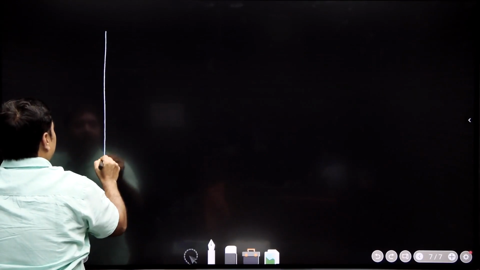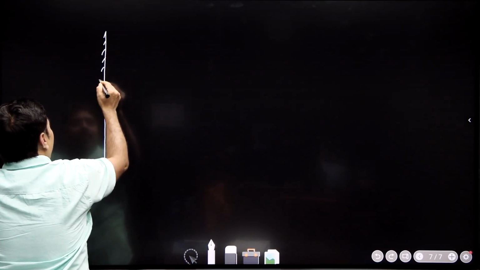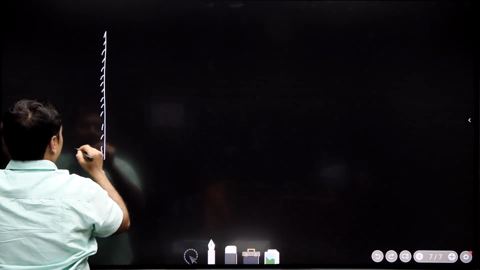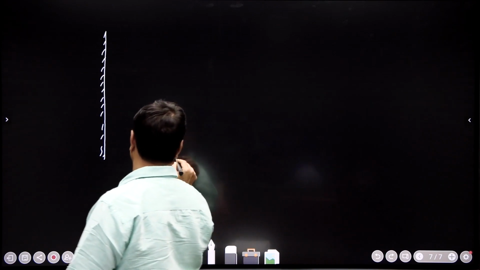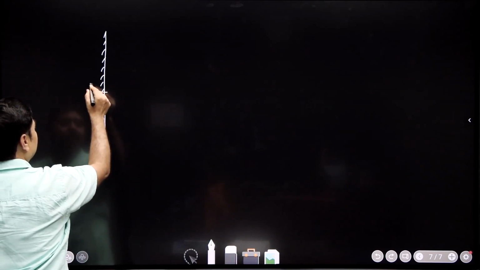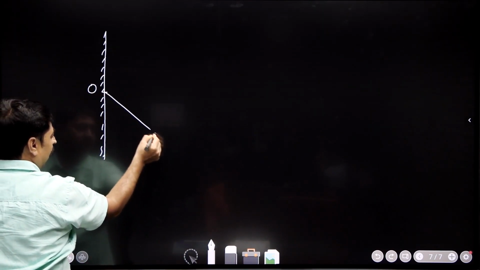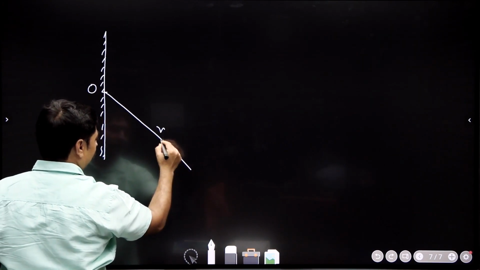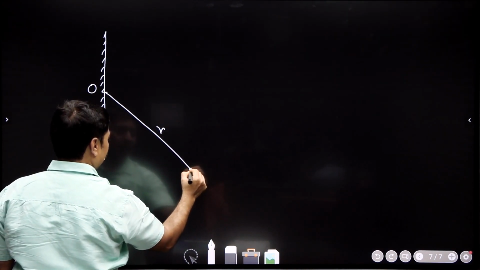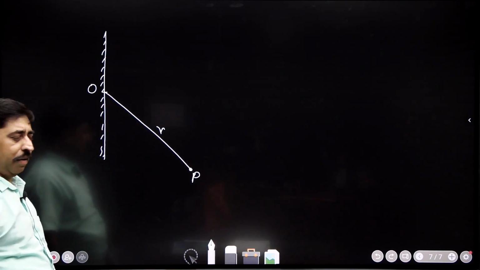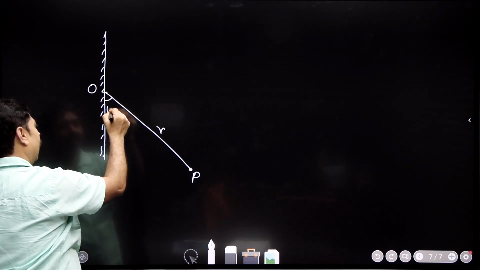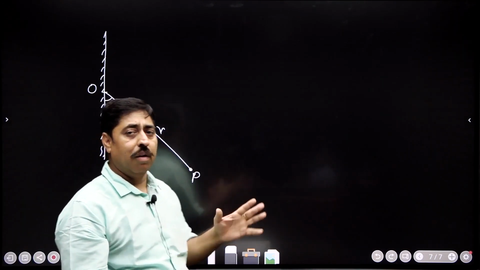I do not remember the exact diagram that I did draw on that day, but it was somewhat like this. This is a plane mirror, and there is some object over here. Let us say O is the center point, and at a distance r from this center point, there is some object A or P kept here. This angle is given. It hardly matters actually.